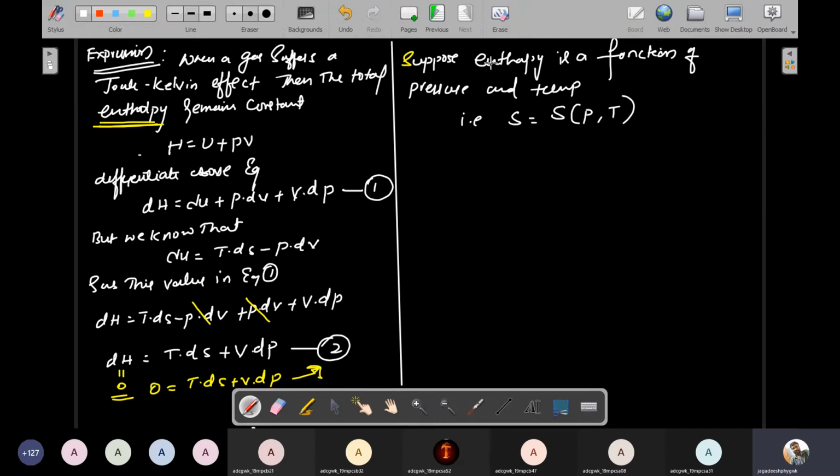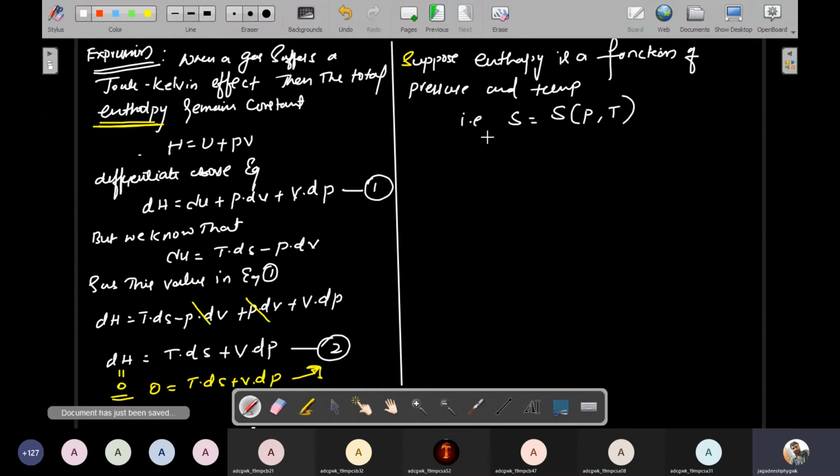So entropy is a function of temperature and volume, and enthalpy is a function of pressure and temperature. Remember those two different things. Entropy can be considered a function of pressure, volume and temperature, but here, for enthalpy, we are considering a function of pressure and temperature.